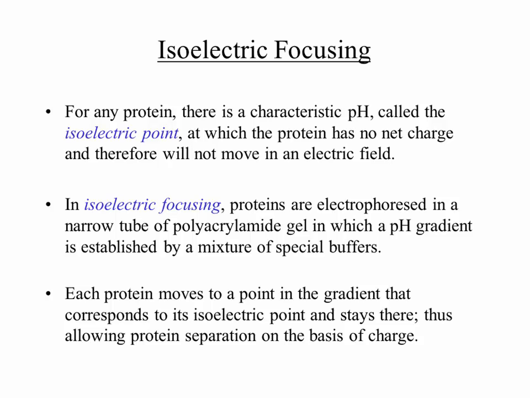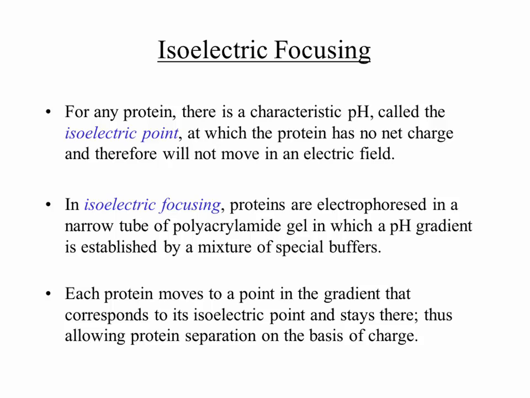Another method where you can separate proteins on the basis of their electric charge is called isoelectric focusing. Now for any protein, you're separating on the basis of charge. There is a characteristic pH, which is the hydrogen ion concentration, called the isoelectric point, at which the protein will have no net charge, and therefore will not move in an electric field.